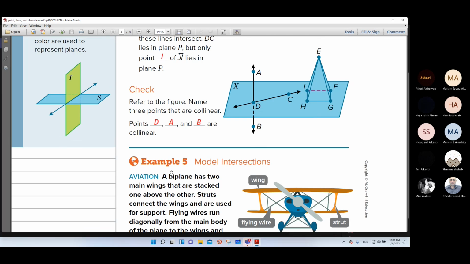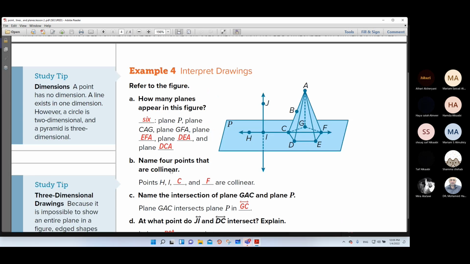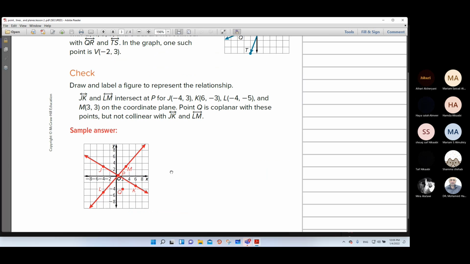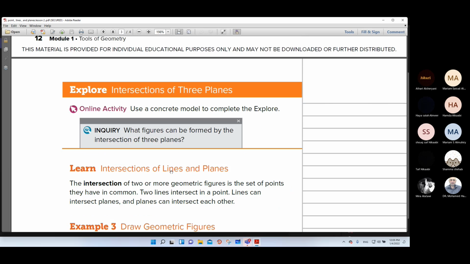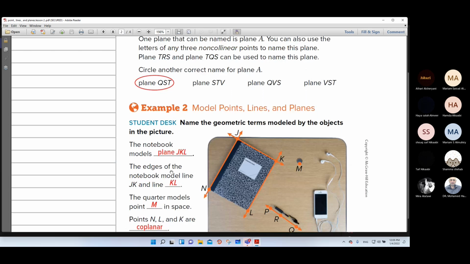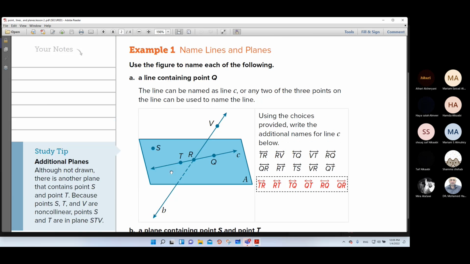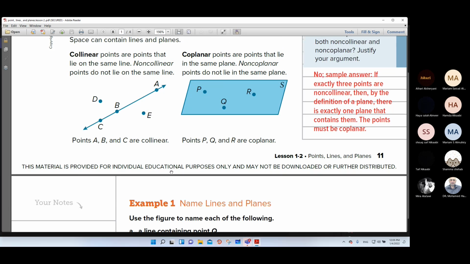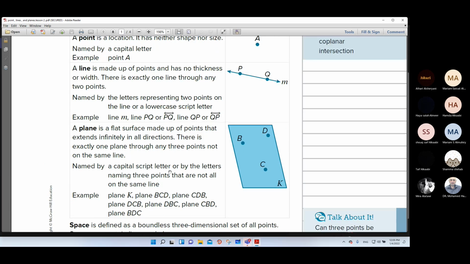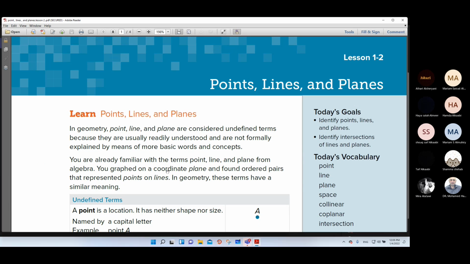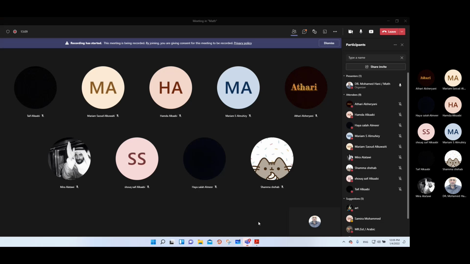So this is our lesson today. Does anyone have any question about these new words, about these new ideas, about the introduction to geometry? Does anyone have any question? No questions? Is it clear for all?